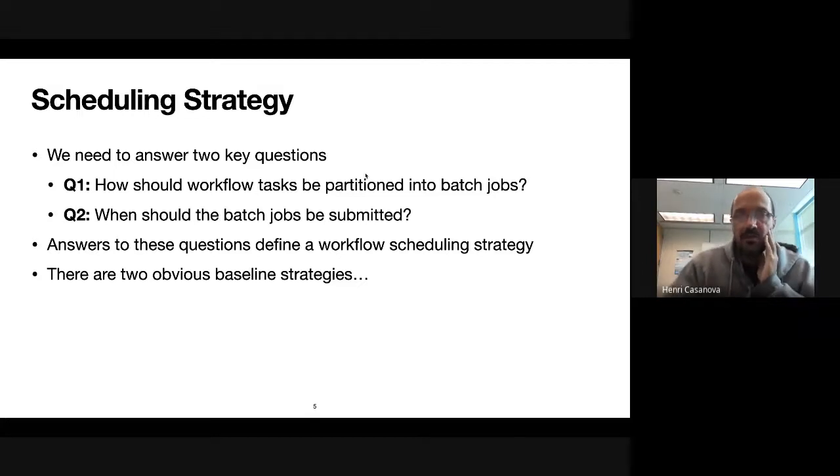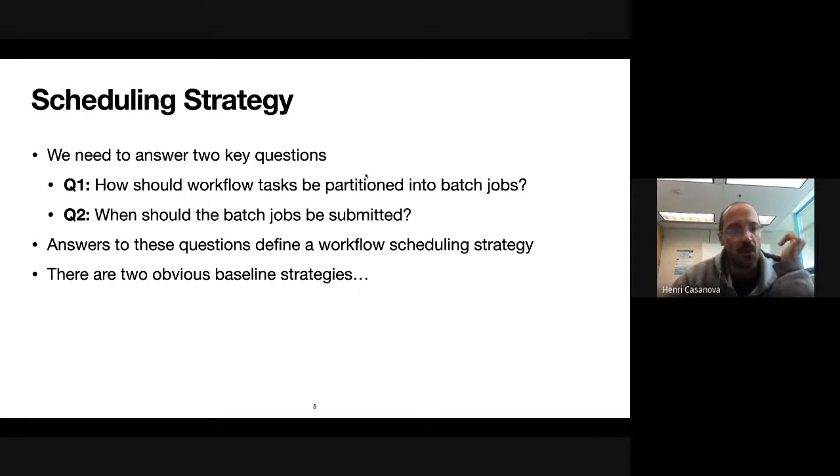And to decide how to schedule the workflow onto the system, we have to answer two questions. First, how should the workflow tasks be partitioned into batch jobs? And second, when should we submit those batch jobs, right? So the idea is going to say, we're going to submit one batch job for maybe 5 workflow tasks. And then once that's done running, what do we do with the next set of tasks? And so if we provide answers to both these questions, then we define a workflow scheduling strategy.